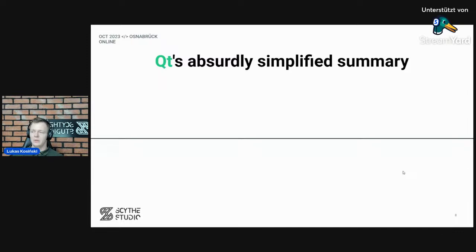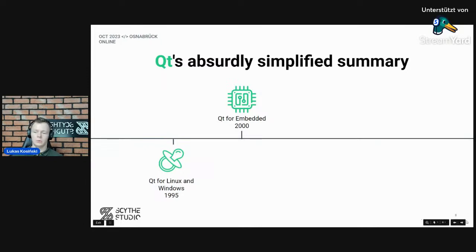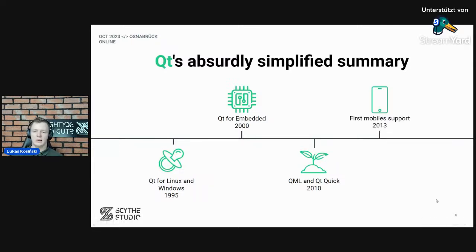Here is the really simplified history of the Qt framework. Back in the 90s, Qt was released for desktop Linux and Windows programming. Then in 2000, the first release of Qt for embedded took place. Then, see it, after 15 years, there was a first version of QML and Qt Quick. And then back in 2013, there was first experimental support for mobile platforms added.